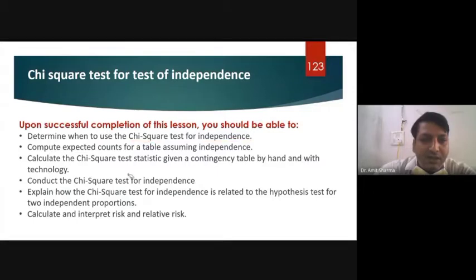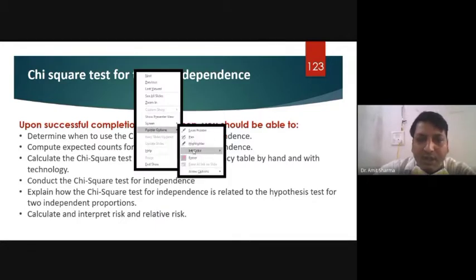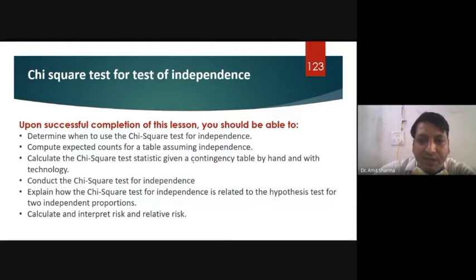If the examiner wants to give you the chi-square test for independence in the exam, it is going to give you a table called a contingency table. You have to make a subset of the contingency table that I'm going to show you in the next slide. So you are able to conduct the chi-square test for independence, explain our hypothesis, as well as calculate the odds ratio and the relative risk for both the proportions.